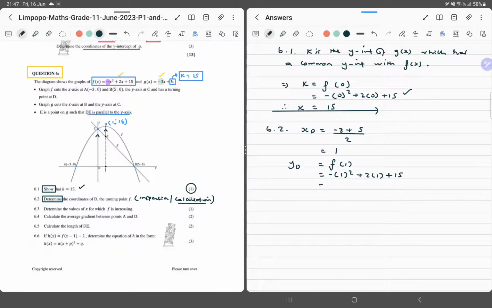And we already worked it out. That is going to be 16.